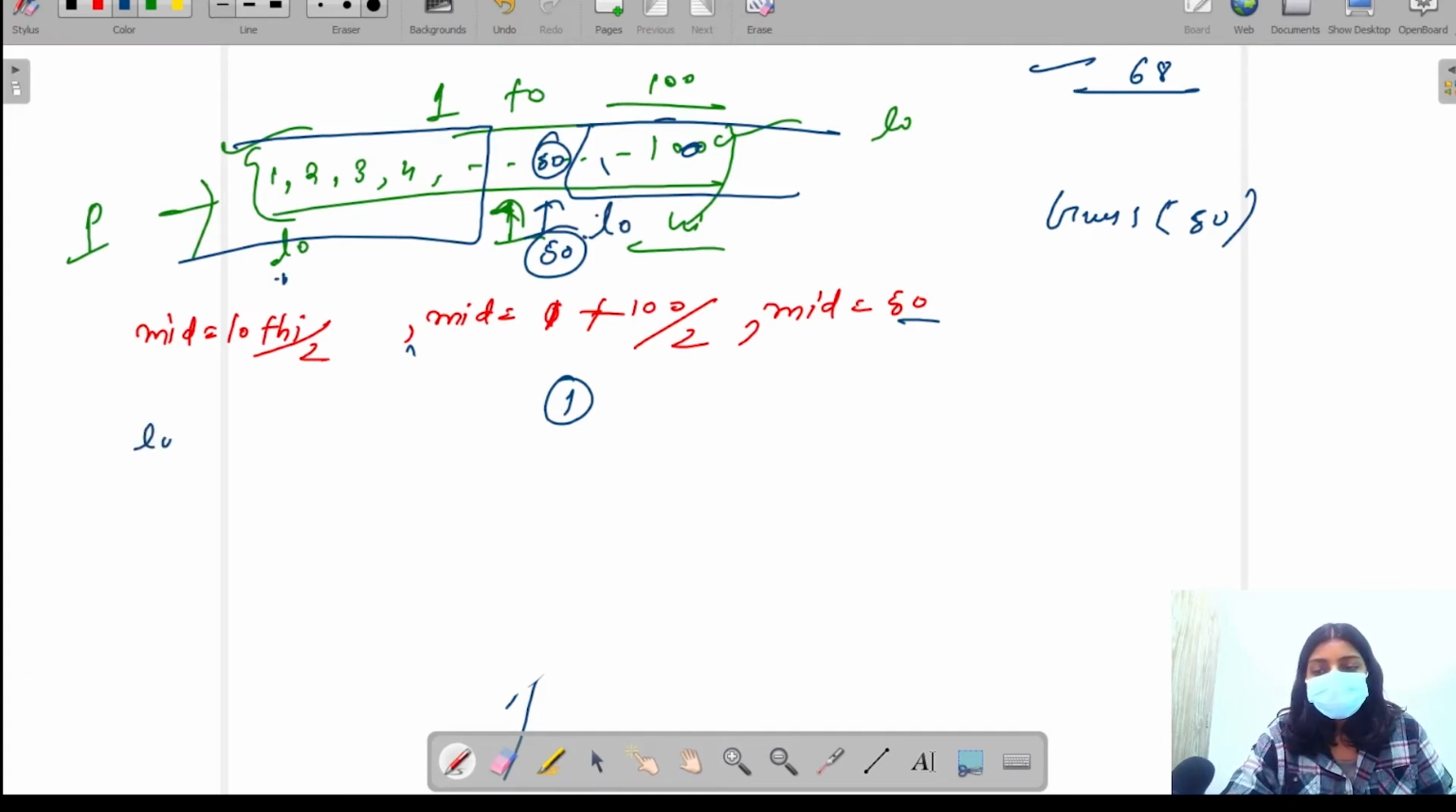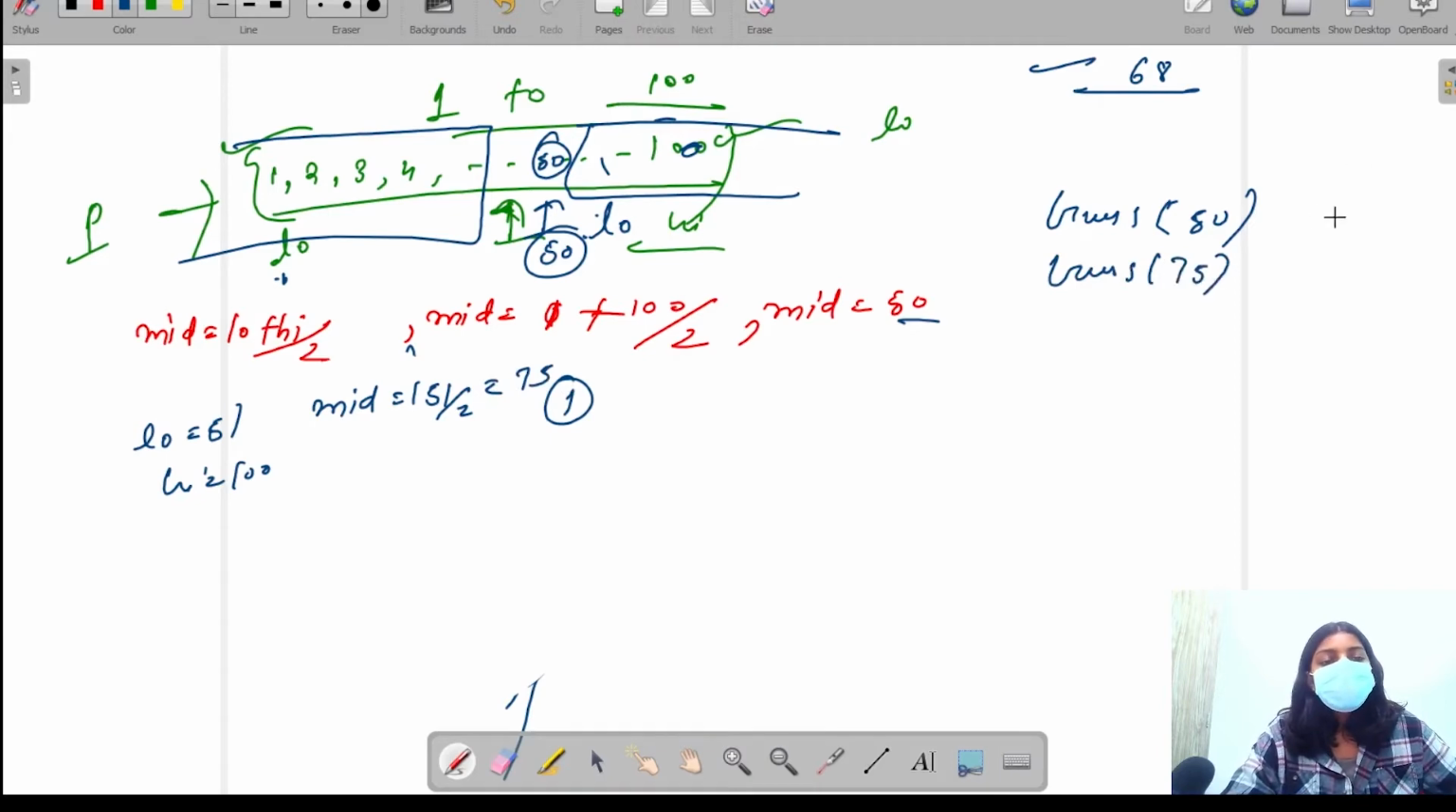So my low is equal to 51 now, and my high is equal to 100. Now I again calculate my mid, which is (51 + 100) / 2, which is equal to 75. Now I again call my guess function. Guess(50) returned 1, guess(75) is going to return -1, because the picked number, 68, is lesser than 75. So my guessed number is greater than my picked number, so it is going to return -1.